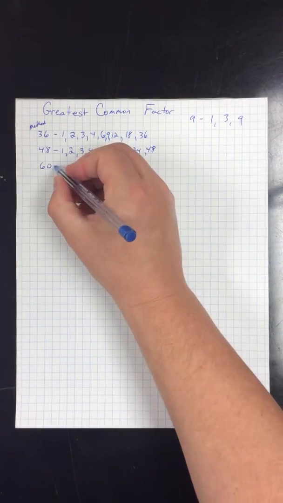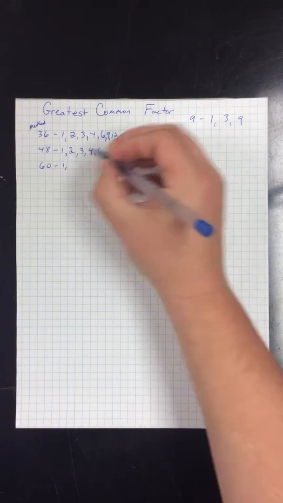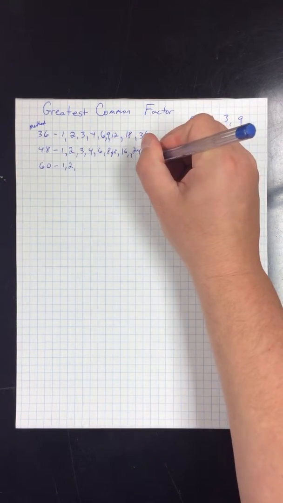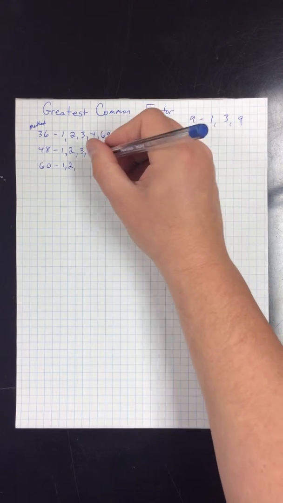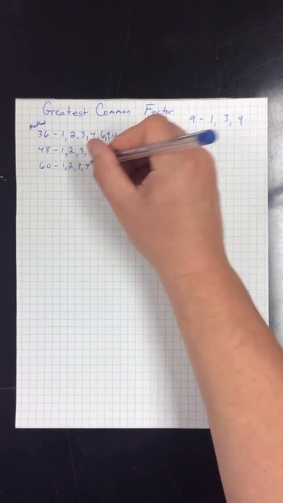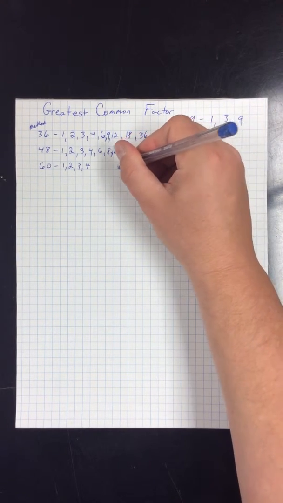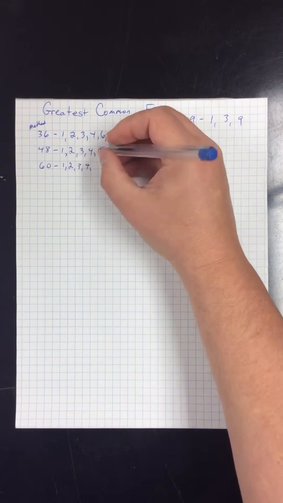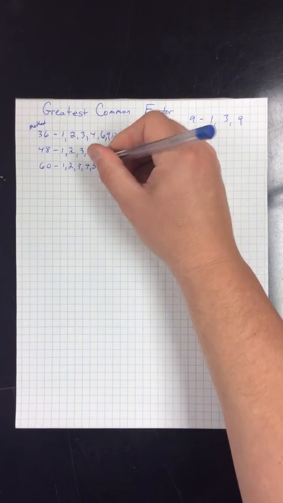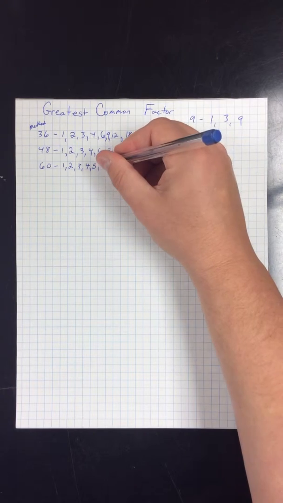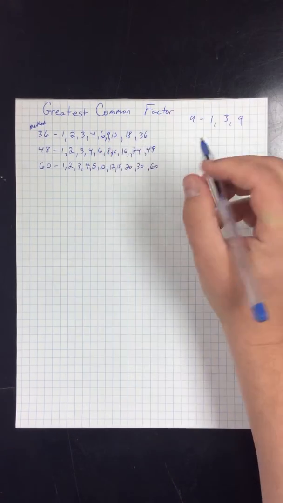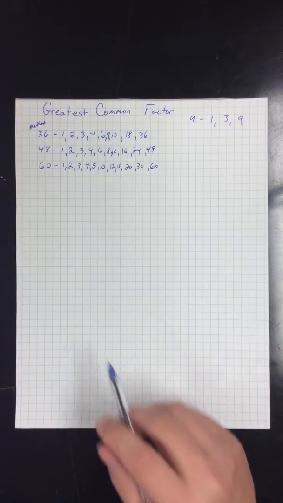And finally, the factors of 60 are 1 and 60, 2 and 30, 3 and 20, 4 and 15, 5, 10, and 12 also go in. And there's all the factors of 60.